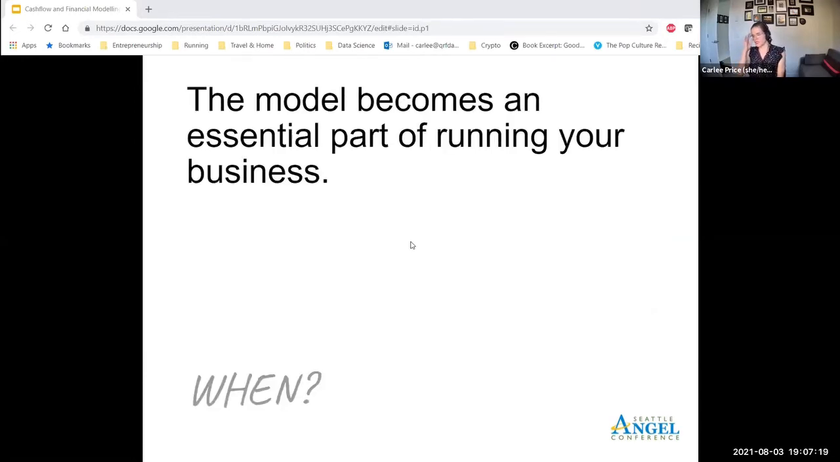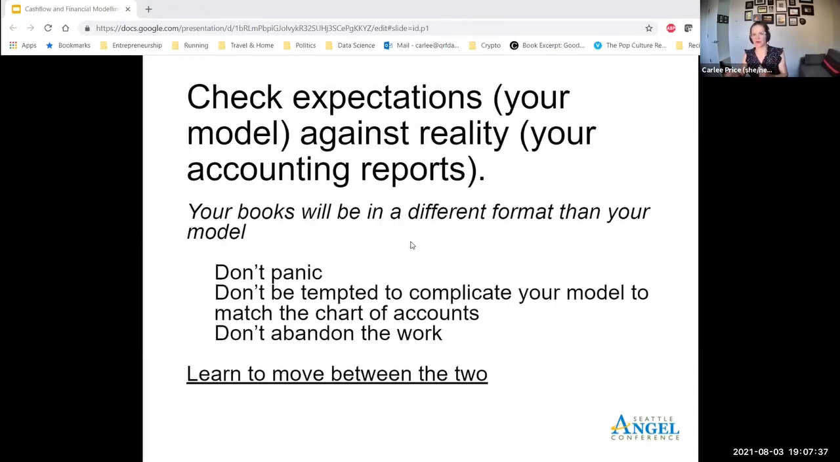And then finally, on the question of when to do this work, the model is part of your ongoing business responsibilities. What happens after you've built it is that you transition from an idea stage company to an operating business, and you start to integrate reality into what your early expectations were. So at some point, if you're pre-revenue now, you will no longer be pre-revenue, and you will have actual accounting statements to compare against your forecasts. And this is the part where a lot of people get lost.